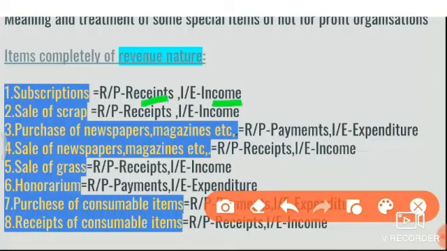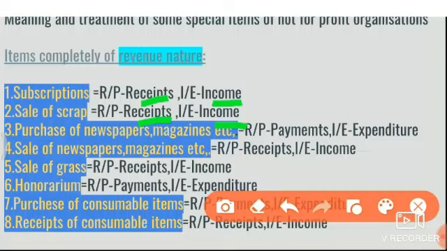Number 2, sale of scrap. Scraps are materials which are unusable, for example bags, boxes, bottles, etc. Now these are unusable items. When such items are sold, the amount which is received by the sale of such things, because it is of regular nature, is treated as an income in the income and expenditure account. And when cash is received, it is treated as receipts in the receipts and payments account.